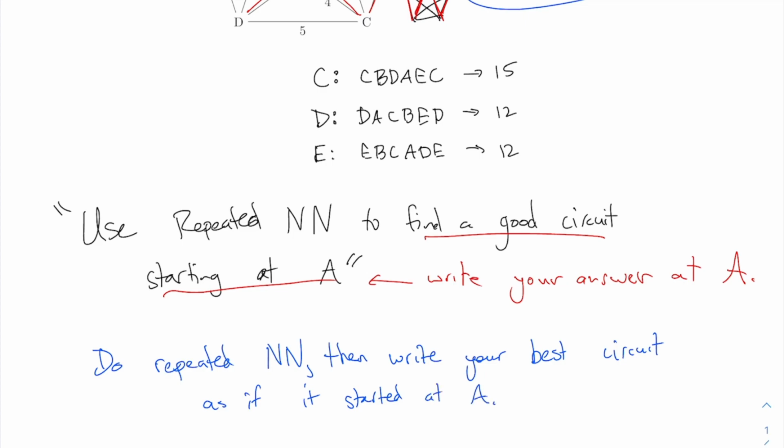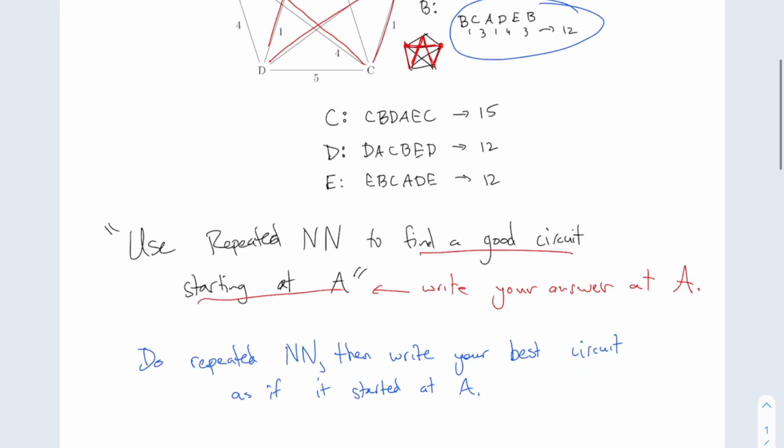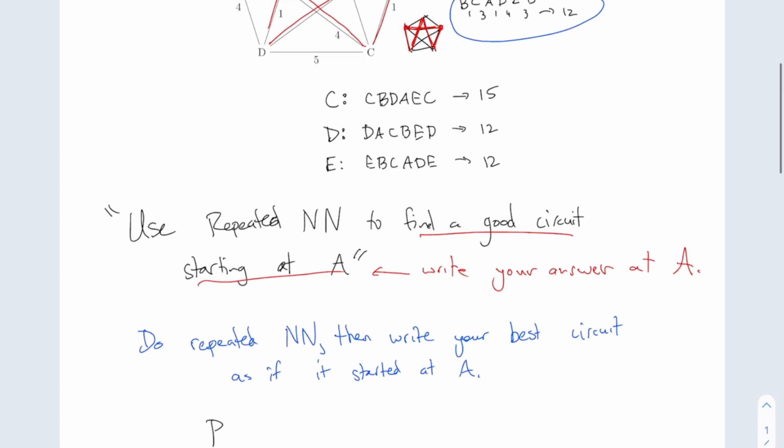So in this case, sorry, I scrolled out a little bit. In this case, my best one was the 12. Now there are 3 different 12s you kind of chose from, but let's just choose the first one there. B, C, A, D, E, B. And that's this little picture here. And what I said is, I'm going to use this circuit, but write it as if it started at A. So rather than starting this at B and going through to this B, I start at A. I'll just write it as it was before, B, C, A, D, E, B, right?